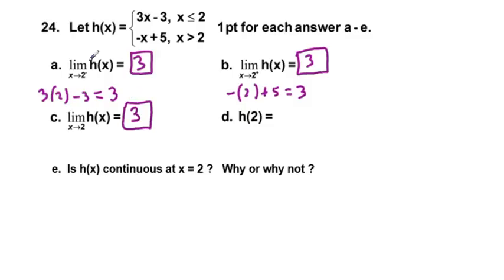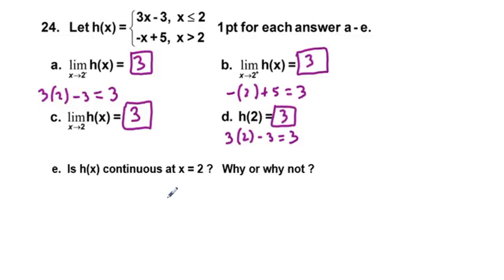Okay, answer A is the limit from the left side. Answer B is the limit from the right side. And finally, D, h of 2. Well, we have the function's value is 3x minus 3 when x is less than or equal to 2. So to find h of 2, we have 3 times 2 minus 3, which equals 3, which is going to be the same thing as our answer A, really. So the rule for determining h of 2 is the same as determining the limit of h of x from the left side.